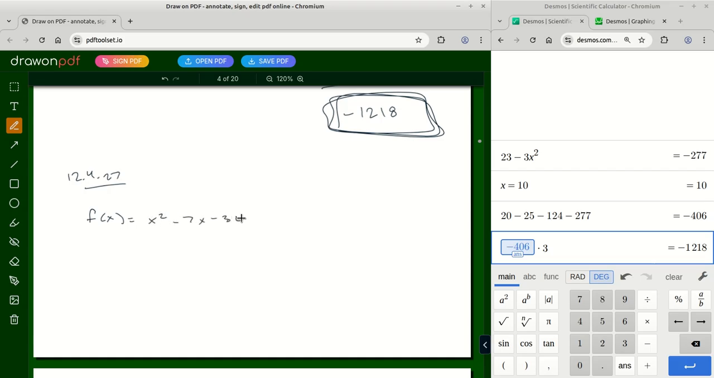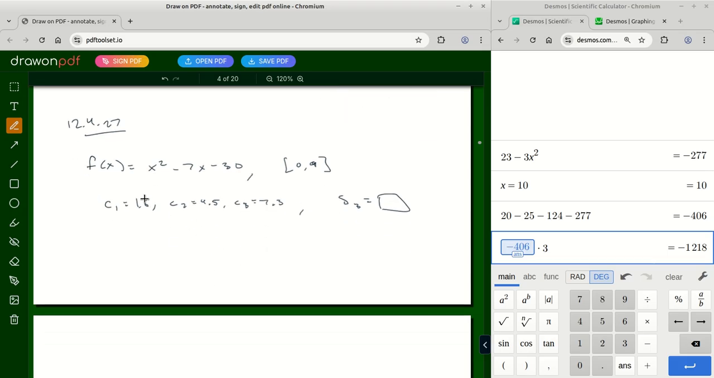So here we go. I have another function, and they say that we're going from 0 to 9. It's supposed to be a 9. And they give me the C values. So C1 is 1.6. C2 is 4.5. C3 is 7.3. And they say find S3. The work is kind of done for us already a little bit. So what we're going to do is plug these values in and get a whole bunch of numbers. And then we're going to add them all up and multiply by 3.